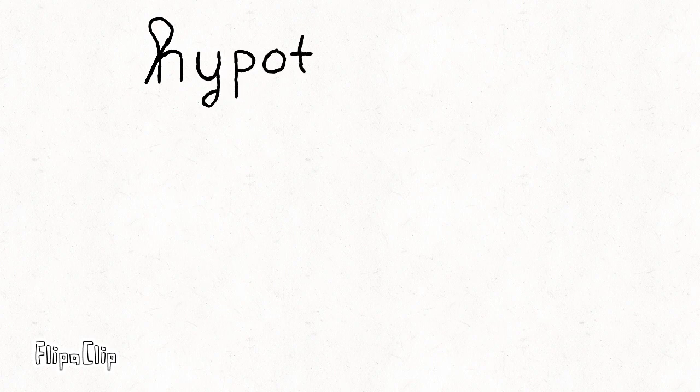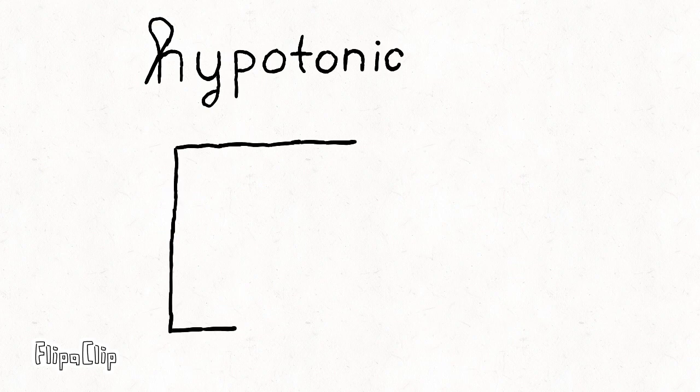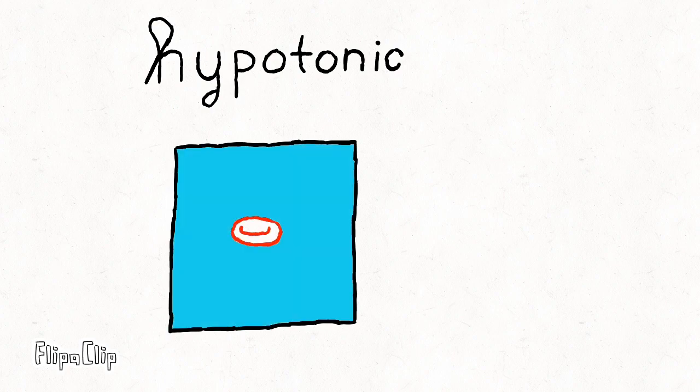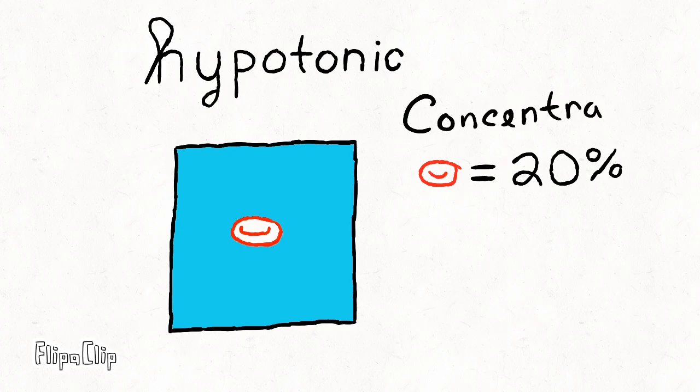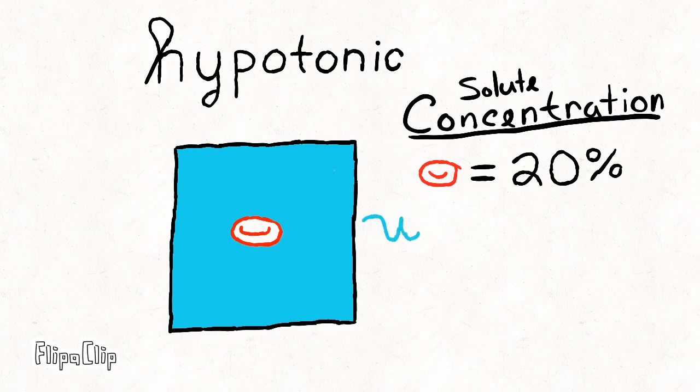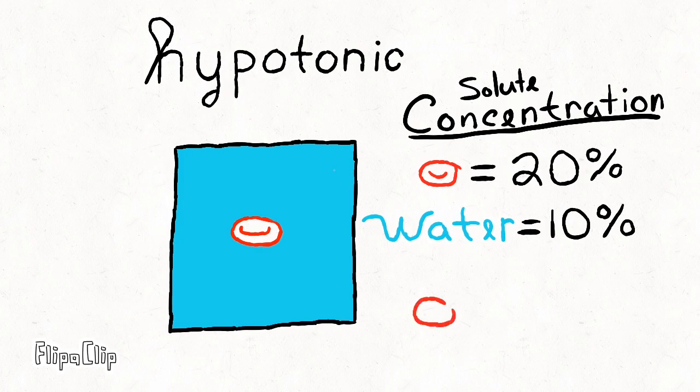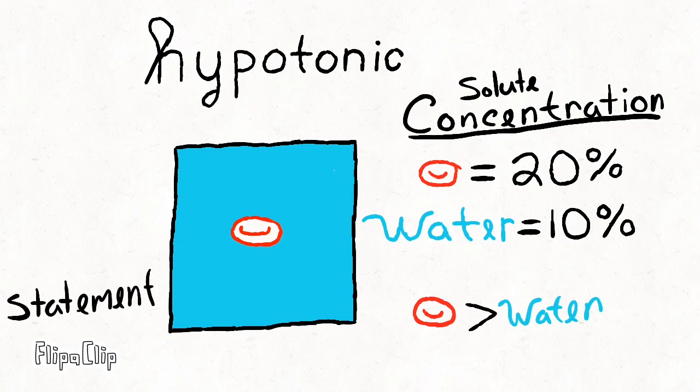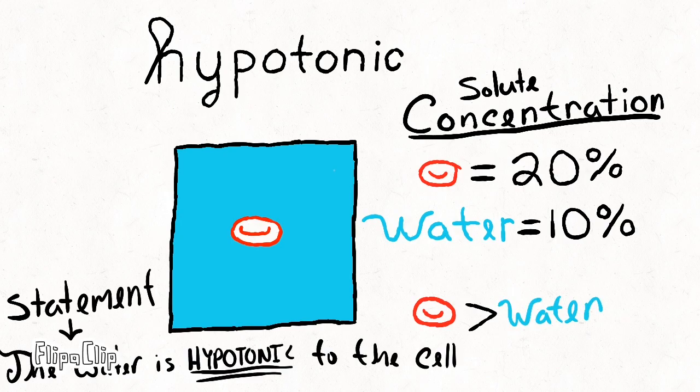This section is based off of a hypotonic solution. A hypotonic solution is a solution that has a lower solute concentration than another solution. The example that we will be using today is red blood cells and water. The solute concentration for the example of the red blood cell will be around 20% and the water will be around 10%. This can lead to the statement that the solute concentration of the red blood cells is greater than the water, meaning that the statement can be made that the water is hypotonic to the blood cells.